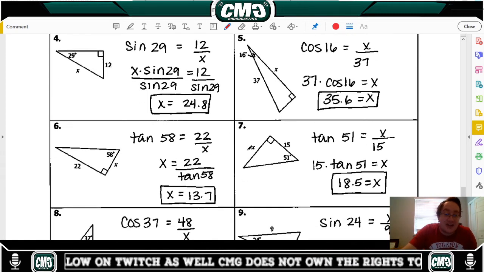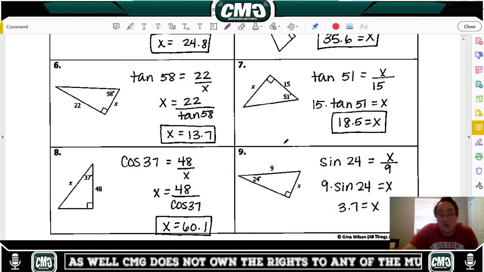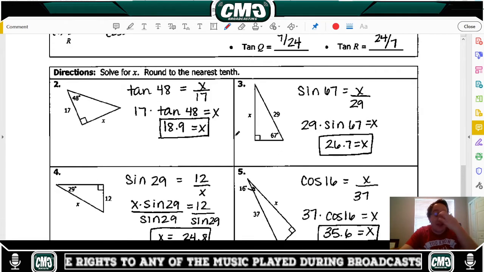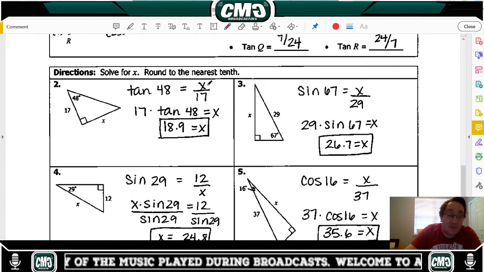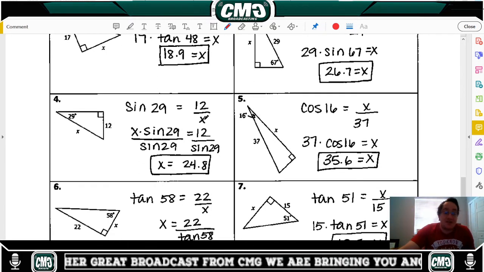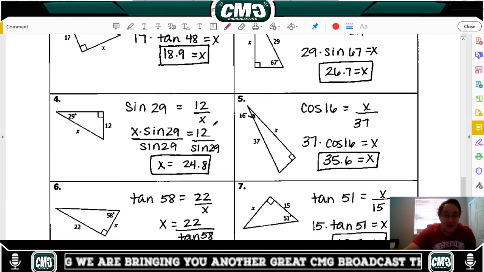Now, like I said, with all of these, I'm not going to go through every single one. Those are the two tricks we need to know. We need to know that if x is the top, we just multiply both sides by what's on the bottom, and we'll end up doing that times whatever our sine, cosine, or tangent is. If x is on the bottom, we'll just use our quick switch, and we'll just do our number divided by the sine, cosine, or tangent of what we've got.